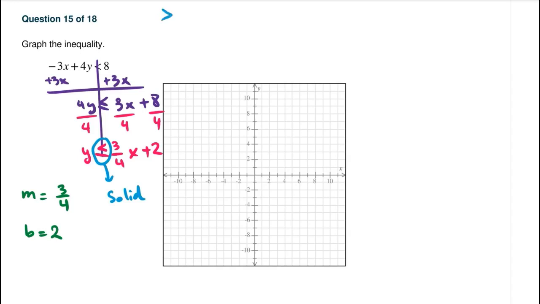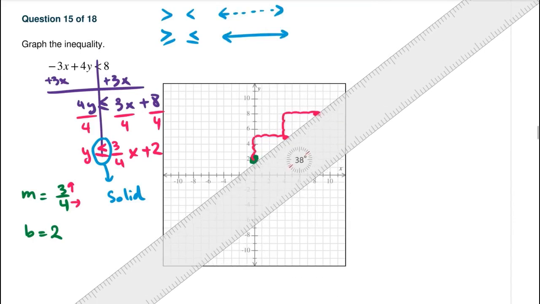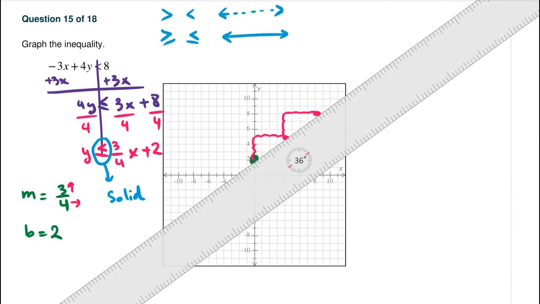Again, greater than or less than without an equal sign will be a dotted line like this. If they're greater than or equal to or less than or equal to, we're going to use a solid line. So we're going to start at b, which is 2. The slope tells you to go up 3 and run 4. So 1, 2, 3 and run 1, 2, 3, 4. Then we draw the line through those points, and we use a solid line.